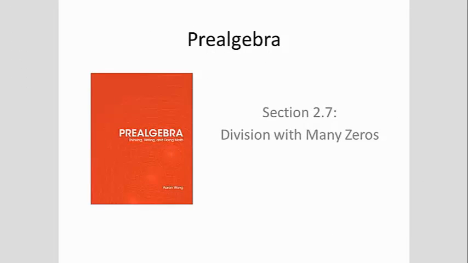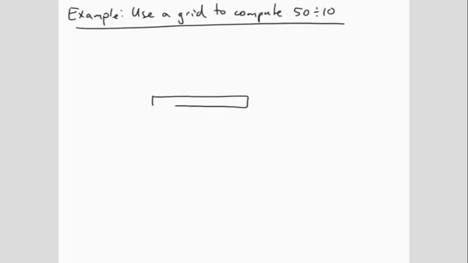When the number of objects becomes large, it is helpful to think of them in groupings rather than as individual objects. This reduces the total number of objects that we have to consider. Example, use a grid to compute 50 divided by 10. If we were to try to draw out this grid using individual boxes, this would take a while.